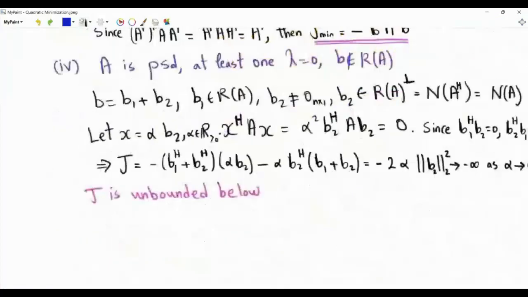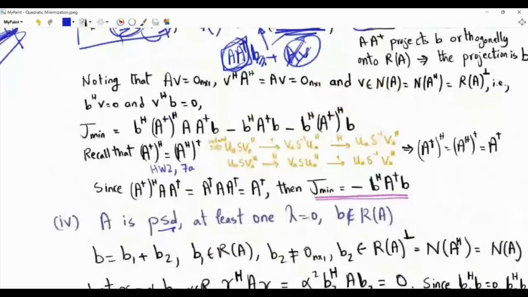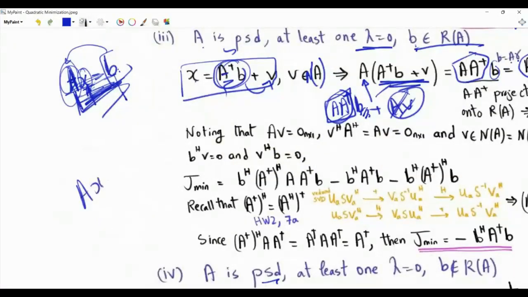Okay, so the fourth and last case is again a case in which matrix A is positive semi-definite. One or more zero eigenvalues, indicating that A is singular, non-invertible, but now B is not in the range of A. Which means that there is no solution to this. I cannot make the partial derivatives equal to 0.